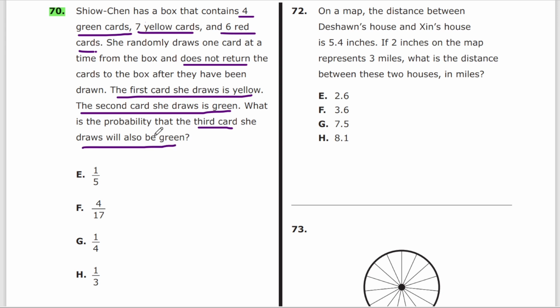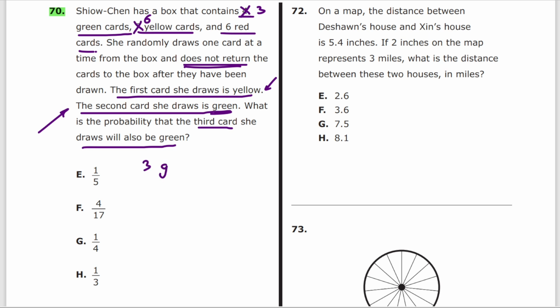Again, the way this question is phrased is extremely confusing, on purpose, of course. So let's go through the conditions. The first card she draws is yellow, right? Yellow. And she does not return it. So now we have 6 yellow cards left. The second card she draws is green, right here. So we have only 3 green cards left. So let's just write it down.